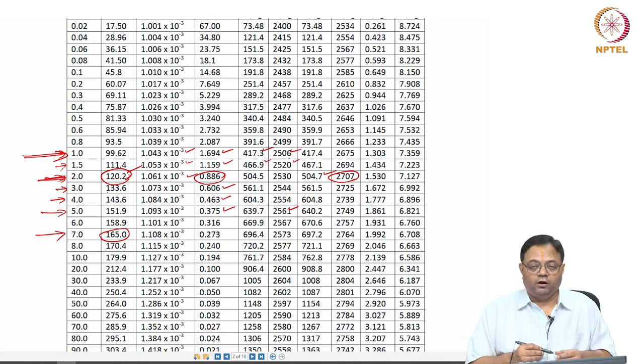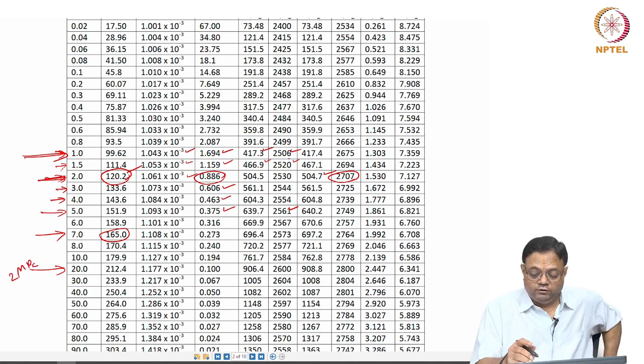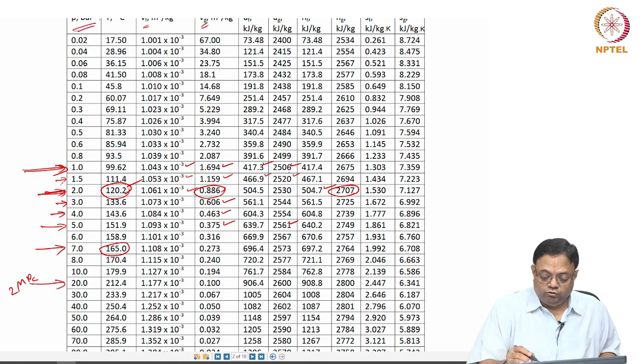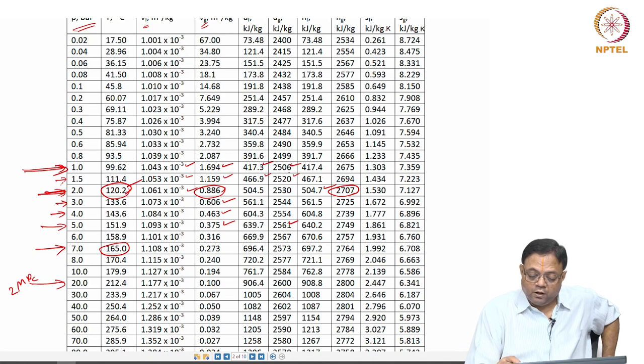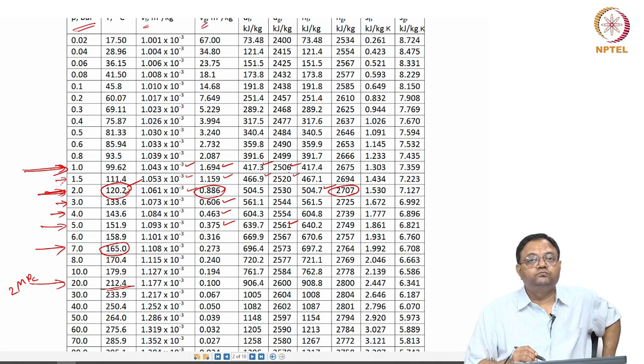2 into 10 power 6 or 20 into 10 power 5. That is 20 bar. This is 2 megapascals, 20 bar. So this table is given in bar. So in the 20 bar table, I find the saturation temperature at 20 bar is 212.4.